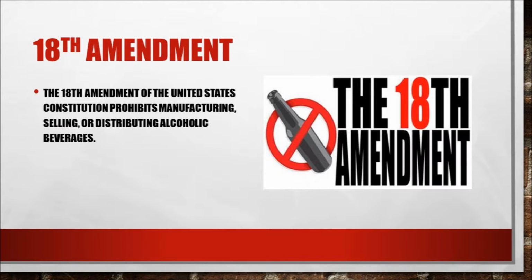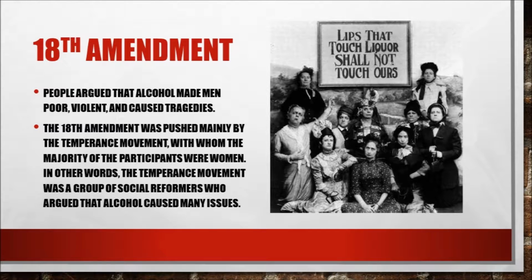The 18th Amendment of the United States Constitution prohibits the manufacturing, selling, or distribution of alcoholic beverages. The 18th Amendment began with the temperance movement. People argued that alcohol made men poor, violent, and caused tragedies. The 18th Amendment was pushed mainly by the temperance movement, with whom the majority of the participants were women.